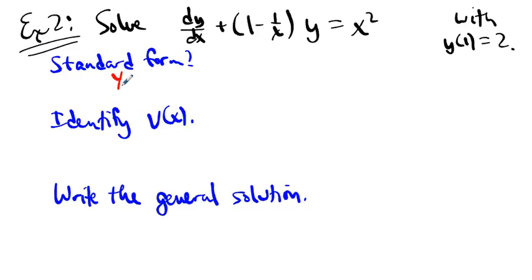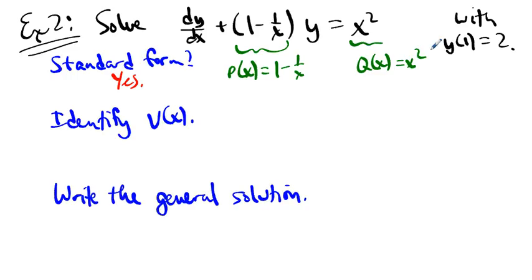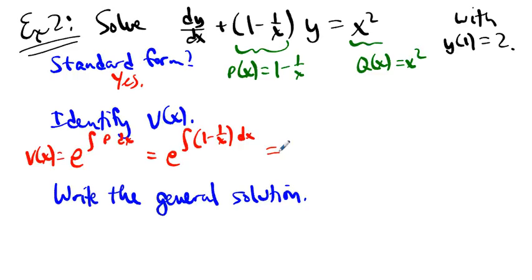Is this in standard form? Yes. Dy dx plus some function times y is some other function. So p of x is 1 minus 1 over x, and q of x is the guy that's hanging out by himself over there. So what's v of x? V of x is e to the integral of p of x dx. So that's e to the integral of 1 minus 1 over x dx. So what's that? That's e to the x minus ln of x.